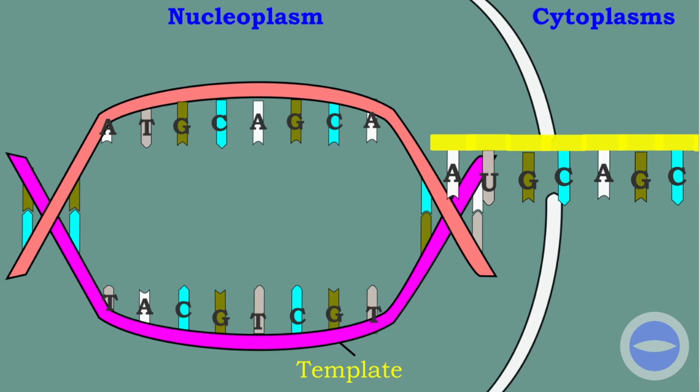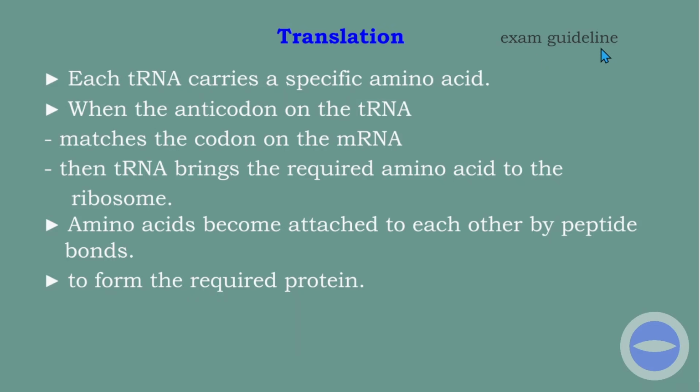So the process of translation, this one I got from the exam guideline. Each tRNA carries a specific amino acid. When the anticodon on a tRNA matches the codon on a mRNA, then the tRNA brings the required amino acid to the ribosome. So I will show you the process.